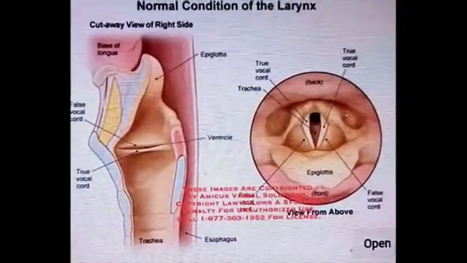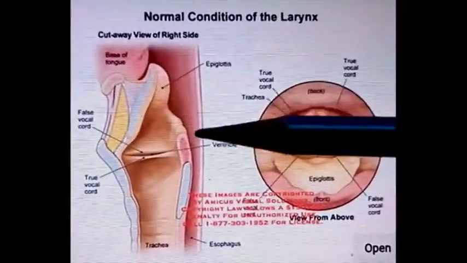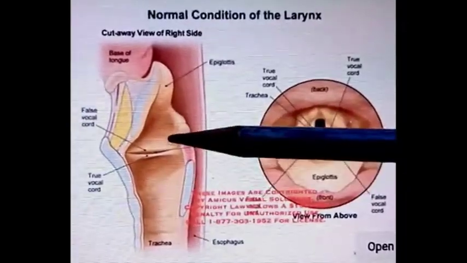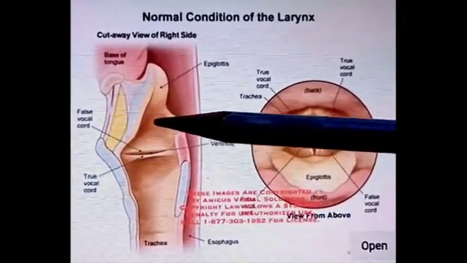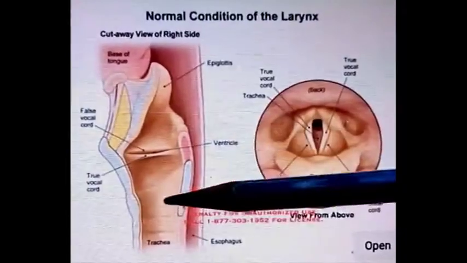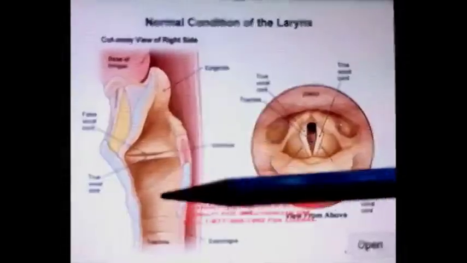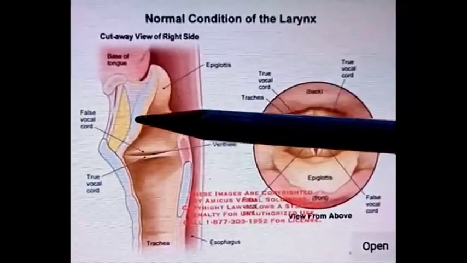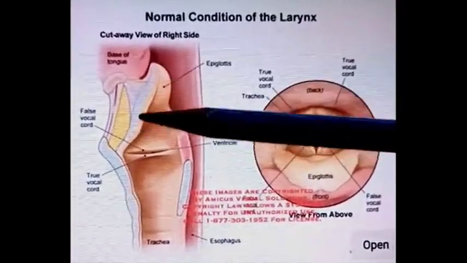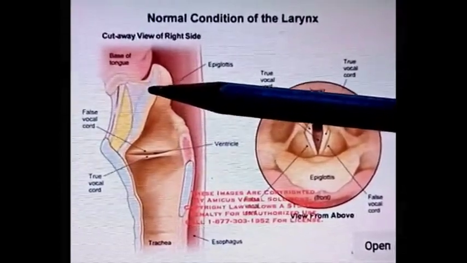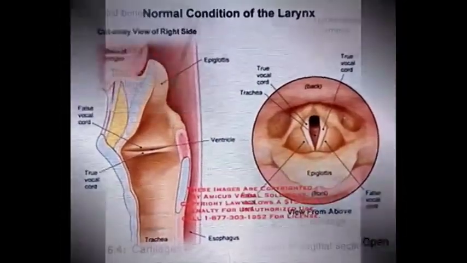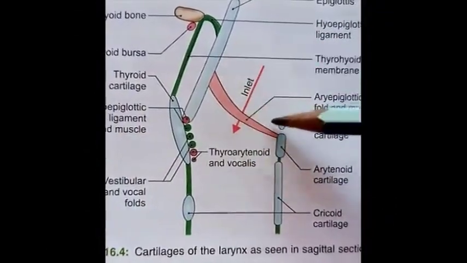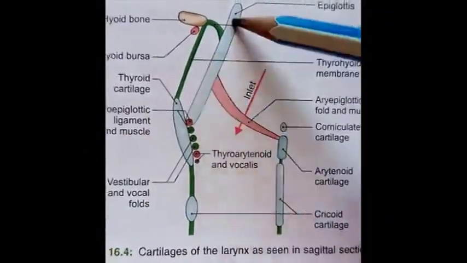So this is the sagittal section across the larynx area, and here we can see the right half of the larynx. This is the cavity of the larynx, and this is the inlet of the larynx. The inlet is bounded anteriorly by the epiglottis. So in this diagram, this is the inlet of the larynx area, bounded anteriorly by the epiglottis.